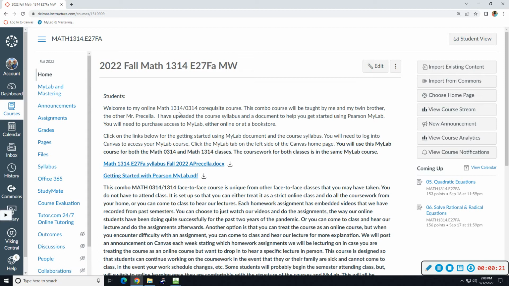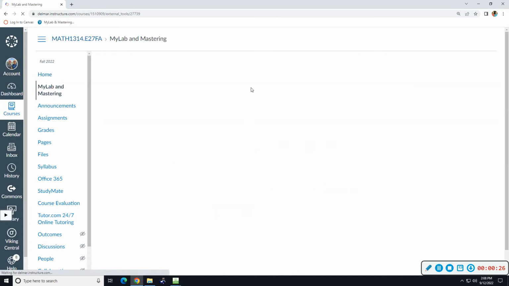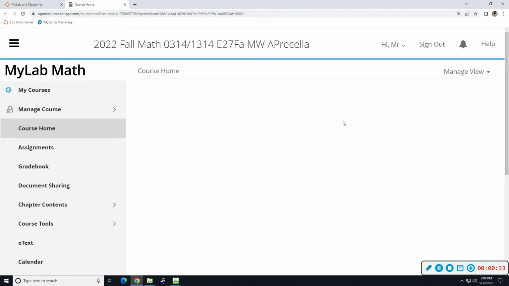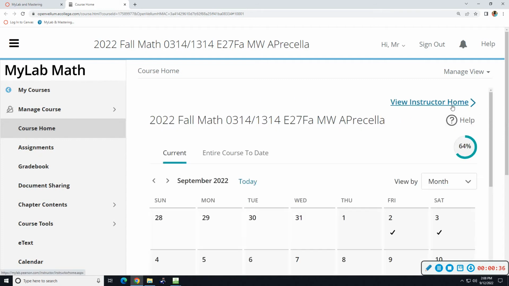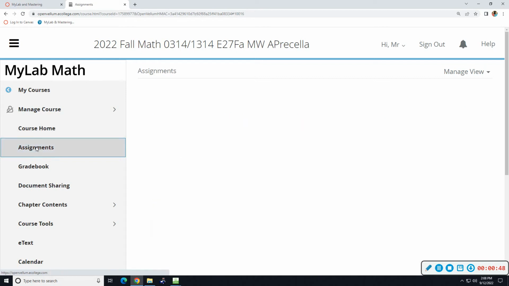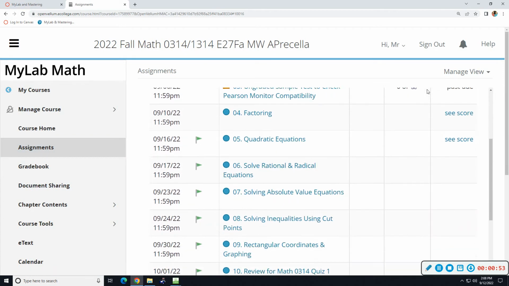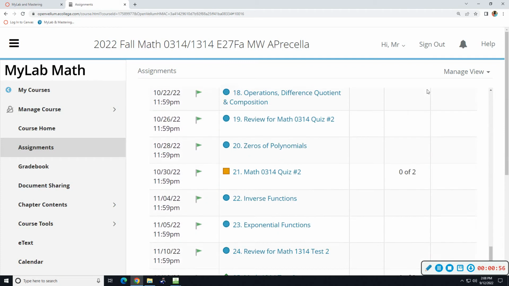If you go to the Canvas course homepage, click My Lab and Mastering, open My Lab and Mastering. This is actually a better way to go than just clicking on the sidebar on assignments, because they don't show everything on that sidebar. So if you want to see all the assignments, quizzes, and tests arranged in order by the date on which they're due, click Assignments, and you can go through and see everything that you're going to be doing.